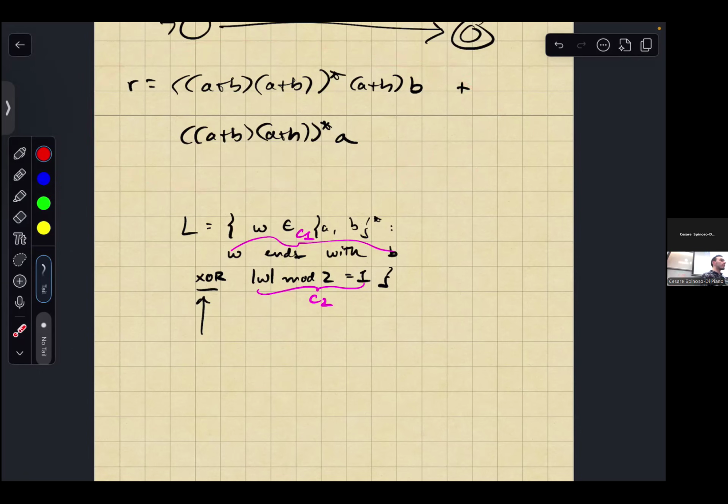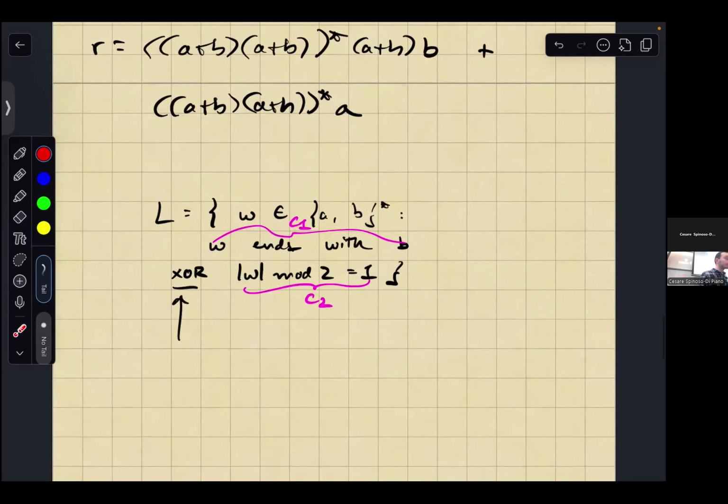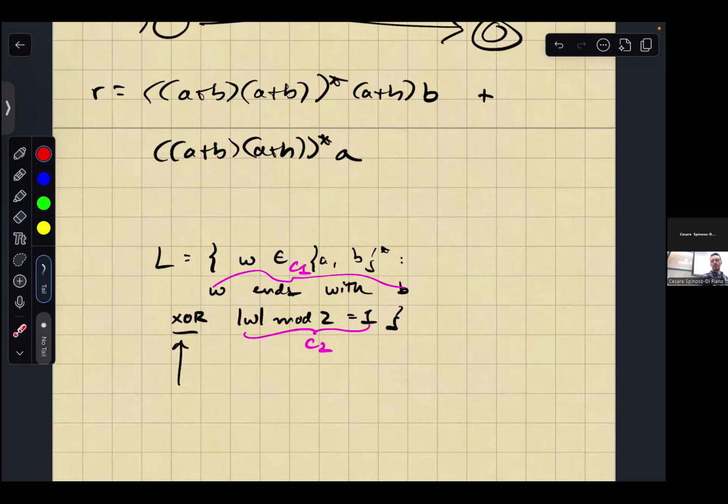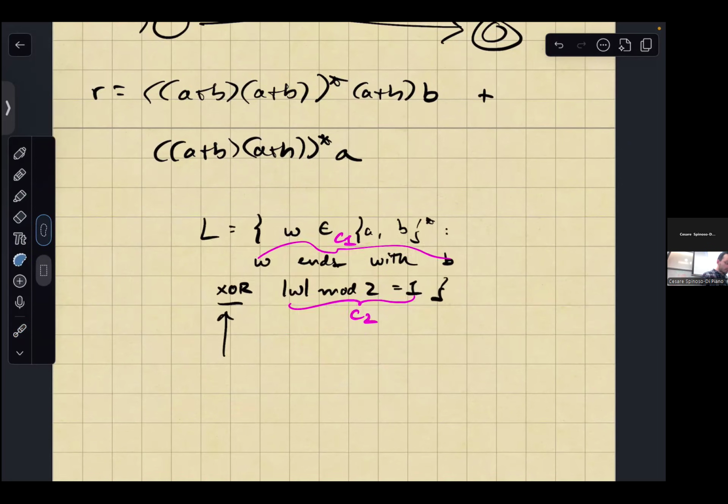Maybe you could have thought of this directly. I'm sure that's possible, but we have to do what the question tells us to do. And that's what we did. Nice. All right. Any questions about this?